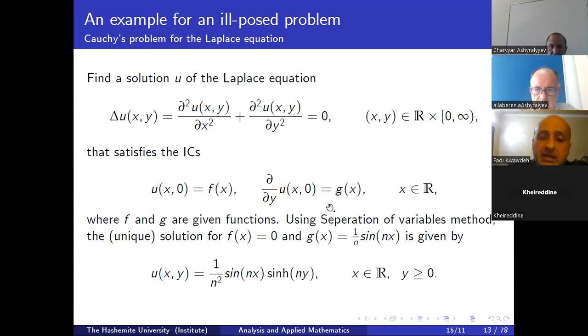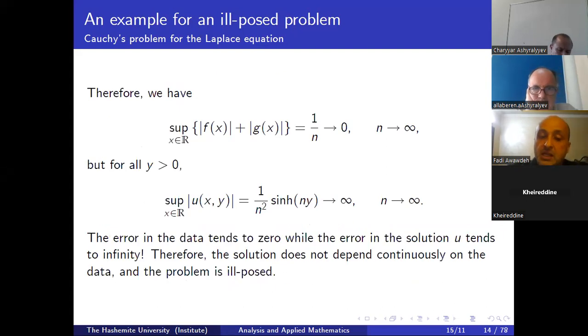Now this is an example of an ill-posed problem, just to have an idea. So this is the Laplace equation with two initial conditions. F is 0 and G is 1 over n sine nx. So using separation of variables, this problem has a unique solution, and this is the solution: 1 over n squared sine nx sine hyperbolic ny.